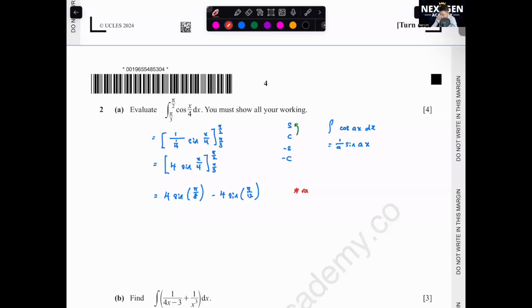Remember, change to radian mode. If you don't change to radian mode, you get it totally wrong. You get an answer, but it will be totally wrong. Your final answer will be 0.495.